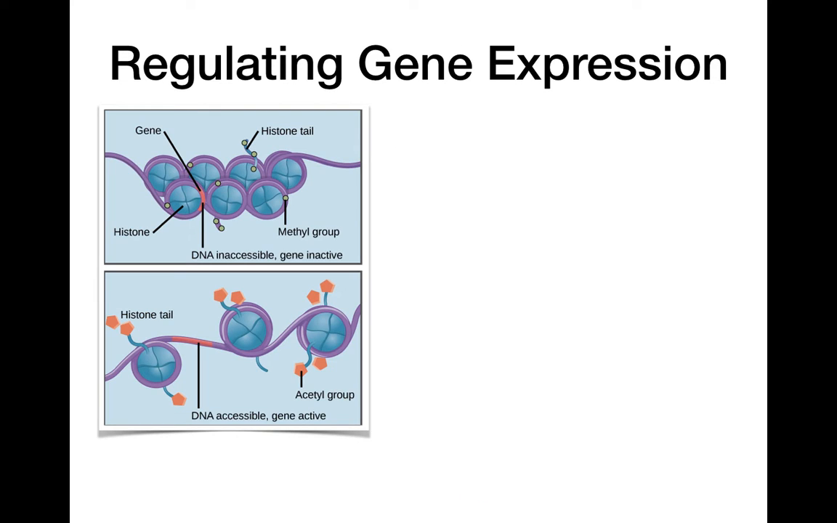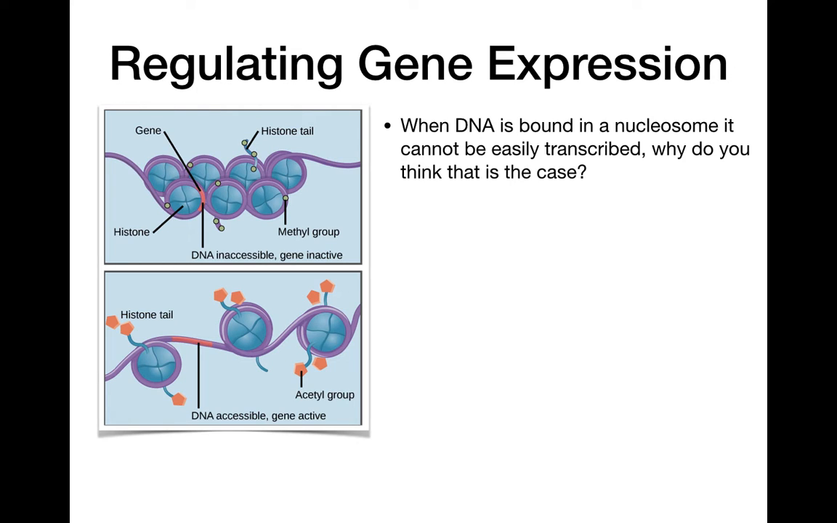Another thing for regulating gene expression that we're going to talk about is nucleosomes and histones. We did talk about these already in DNA packaging, and we'll talk more about them here. When DNA is bound in a nucleosome, remember, the nucleosome is a group of 8 histone proteins binding around the DNA to attach it and supercoil it. It cannot be easily transcribed.